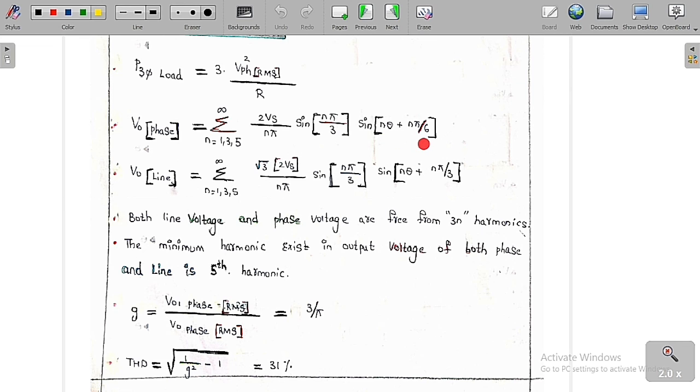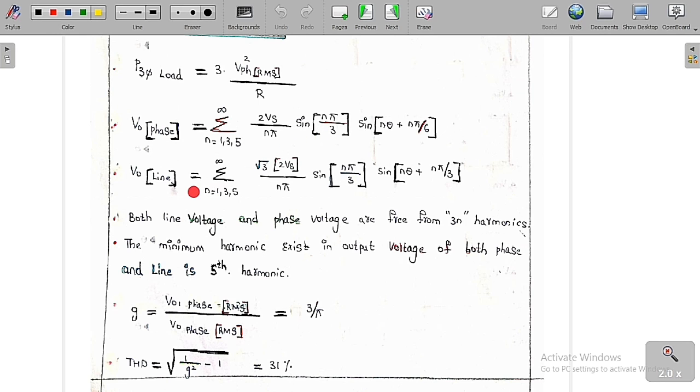Whenever the signal is in the format of the cos square waveform, I have already told you that the odd 3n harmonics are going to be absent. So if you substitute n is equal to 3, you are going to get sine pi, which is 0. And if you substitute n is equal to 9, again you are going to get 0. So whenever the signal is in the format of a cos square waveform, always the odd 3n harmonics are going to be absent.